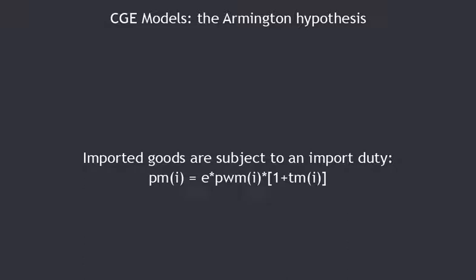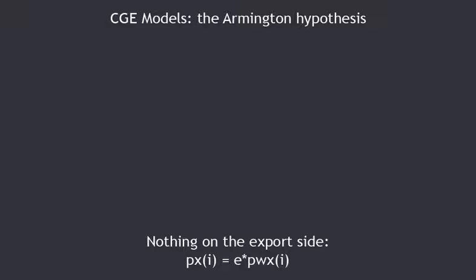Imported goods are subject to a customs duty. If TM in sector I is the customs duty and PWM in sector I the world price of good I, E is the exchange rate, we've got the relation PM is equal to E multiplied by PWM in sector I multiplied by 1 plus TM in sector I, where PM in sector I is the local price of foreign goods, or local price of imports. We do not suppose a fiscality on exports, so here the relation is very simple. Px in sector I is equal to E multiplied by Pwx in sector I, which means that the local price of exports is equal to the world price of exports multiplied by the exchange rate.